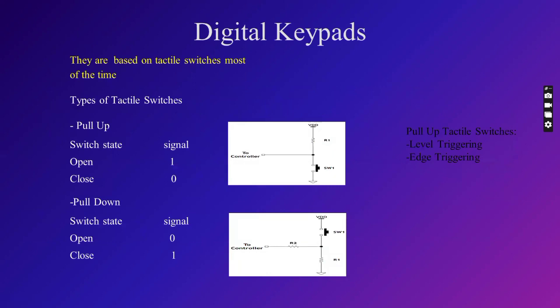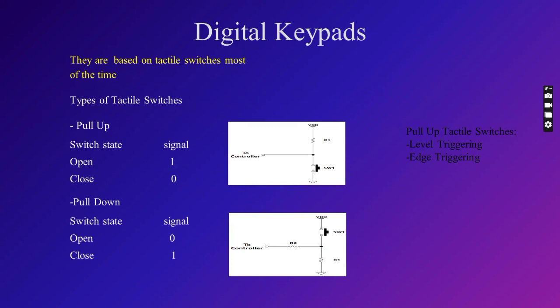So we have the digital keypads also. Digital keypads are based on tactile switches most of the time, and we have two types of tactile switches. We have the pull-up, where the switch states determine the signal. If open, we get 1. If closed, we get 0. For the pull-down, if the switch is open, we get 0. If closed, we get 1.